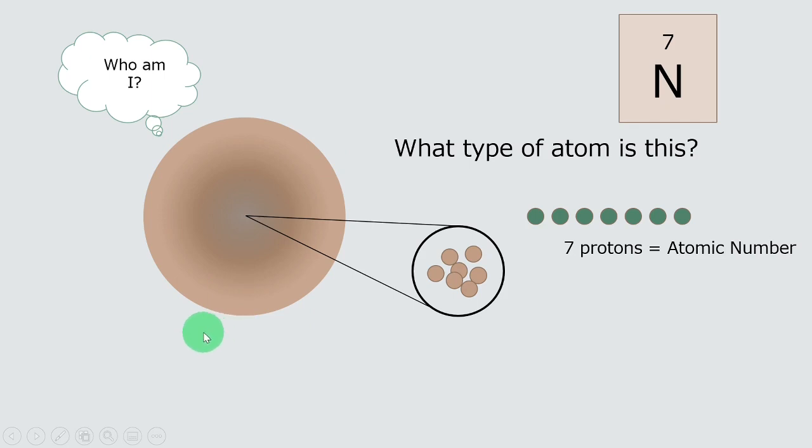Every single atom of nitrogen in the known universe has 7 protons. If you were able to remove a proton, you would no longer have nitrogen. You would have an atom of carbon. The number of protons is the defining characteristic of an element.